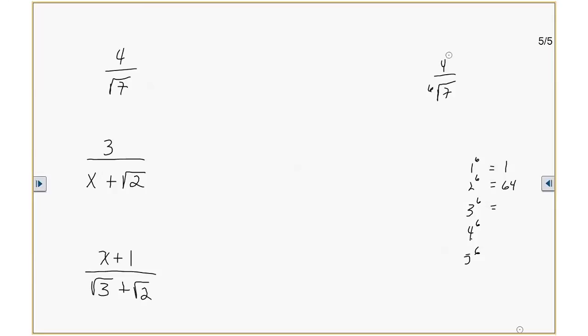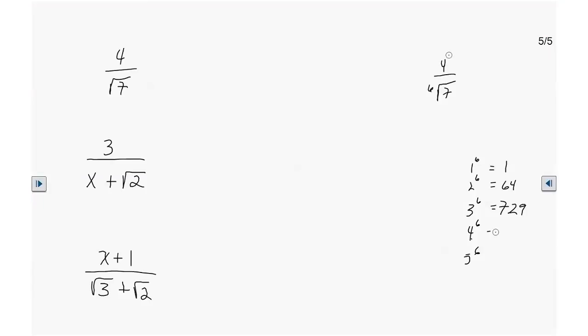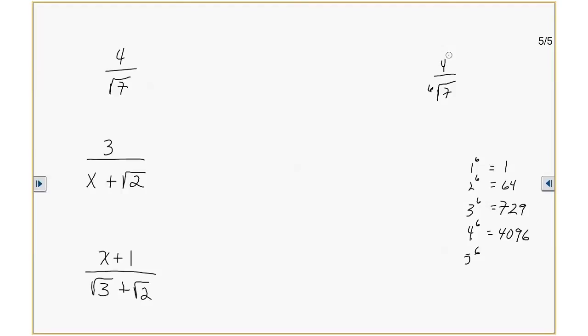So what's 27 times 27? 729. And 4 to the 6th is 4096. See, that's divisible by 7? Are any of these numbers divisible? I know this one's not, and that one's not. I don't think that one is. Is 4096 divisible by 7? Then keep going. What's 5 to the 6th? 15625. Well, let's just do this.